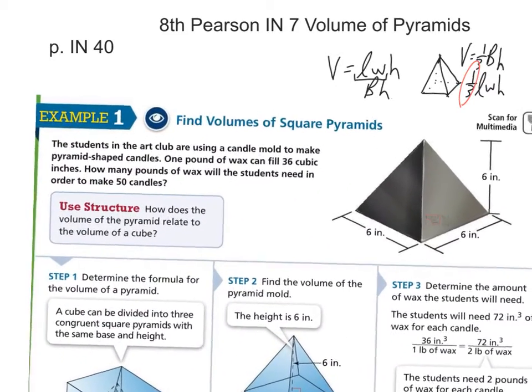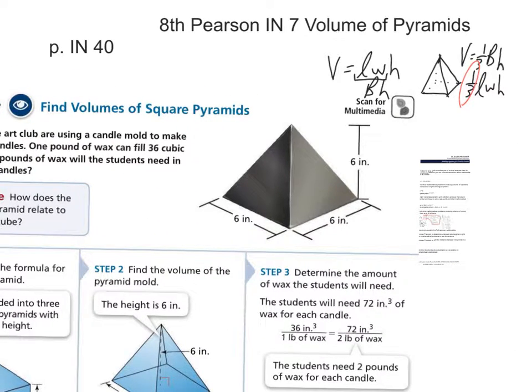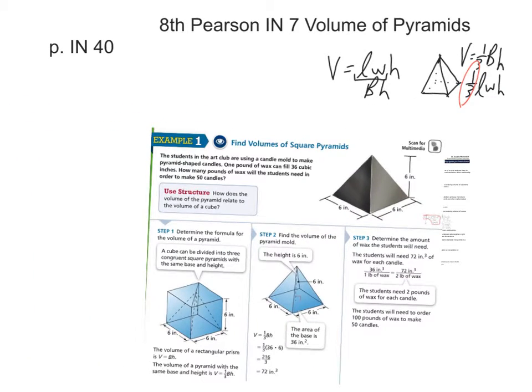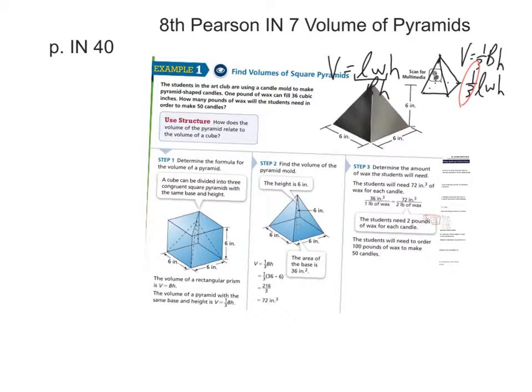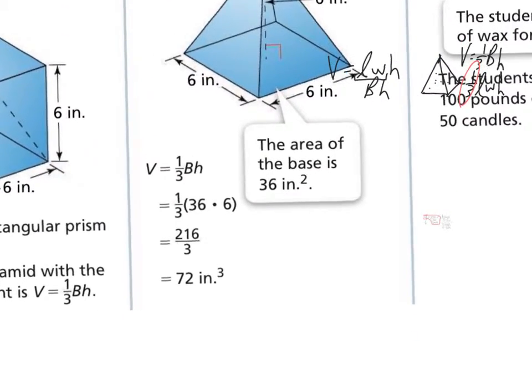So let's look at example 1. Students in the art club are using a candle mold to make pyramid-shaped candles. 1 pound of wax can fill 36 cubic inches. How many pounds of wax will the students need in order to make 50 candles? All right, so you can see the picture here. We could technically call this a square pyramid, or less specifically, a rectangular pyramid.